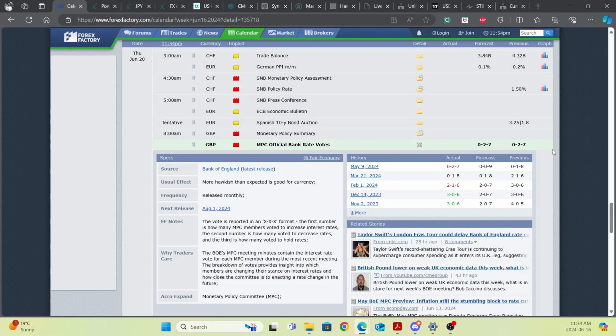this season. The prior meeting actually saw Ramsden joining Dhingra in calling for a 25 basis point cut. Headline inflation in April slipped to 2.3% from 3.2%. And the unemployment rate is currently at 4% or 4.4%.